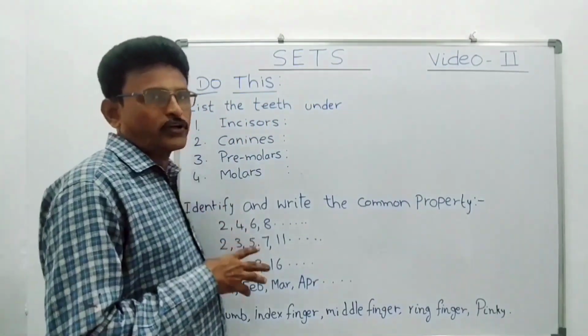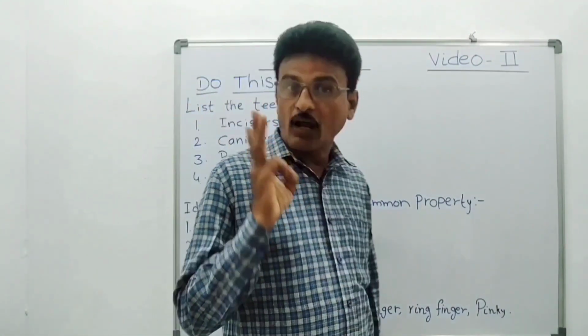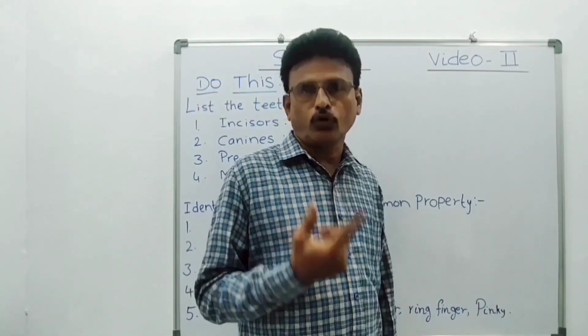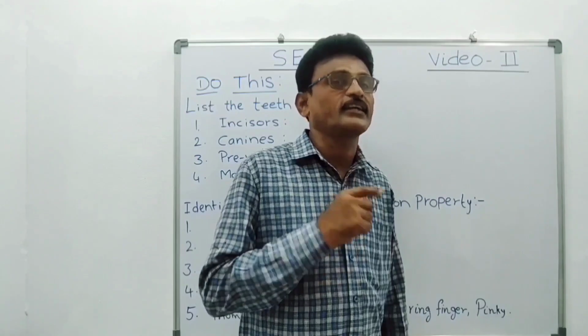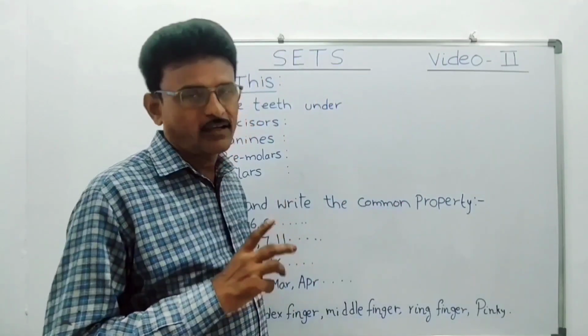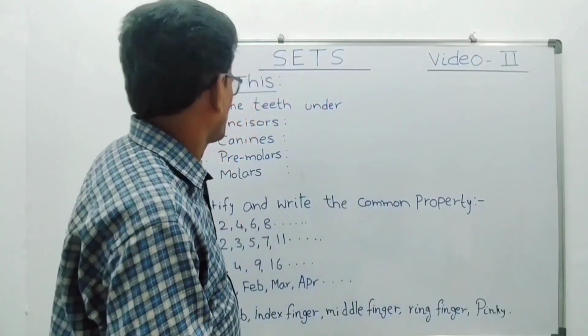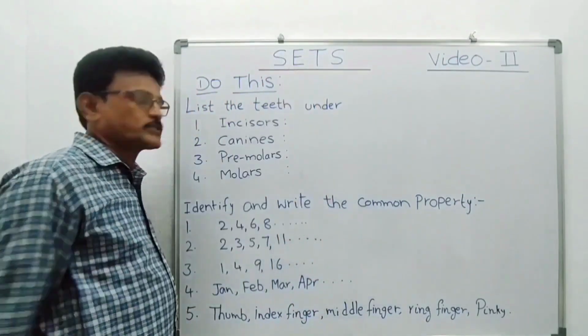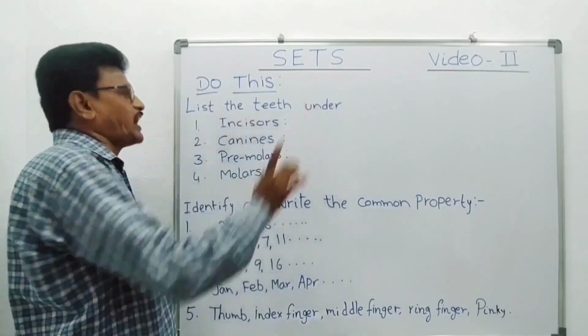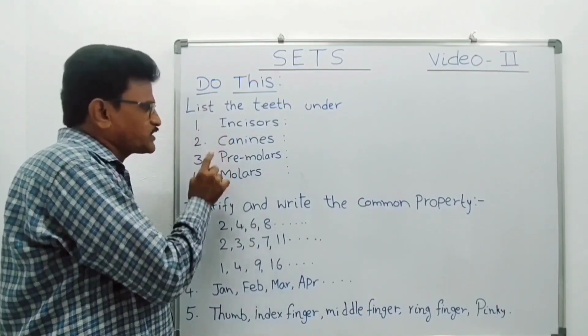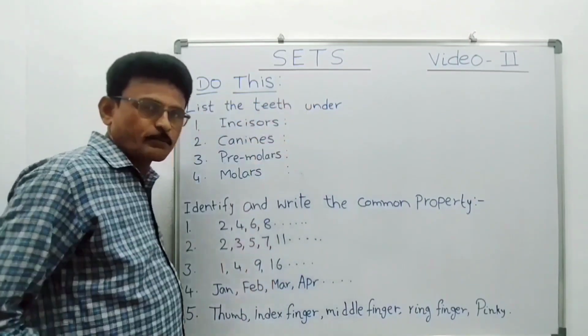In this video, I am going to explain the first exercise completely, including do this, try this and think, discuss problems. So I will explain very fast, then only every part will be covered. So try to follow the problems. First, do this: list the teeth. Incisors, canines, premolars, molars. We have to list this.